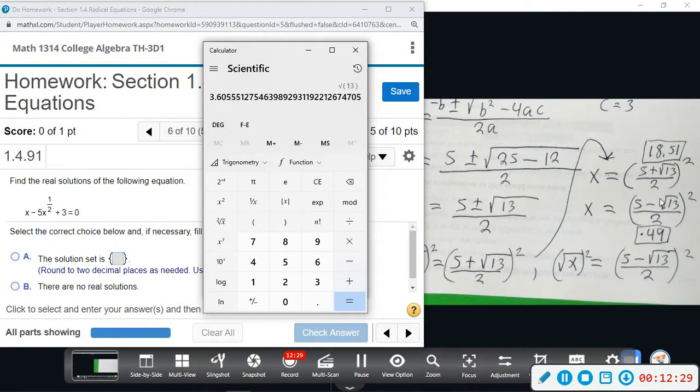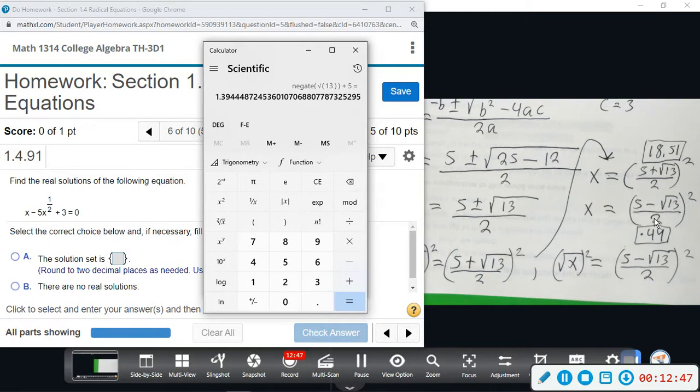Now, I'm going to do this second one first. So since it has a minus sign in front of it, I need to do this negative symbol at the bottom. So I want to make that number negative. And then I'm going to add this 5. So I'm going to do plus 5. And it gives me this.